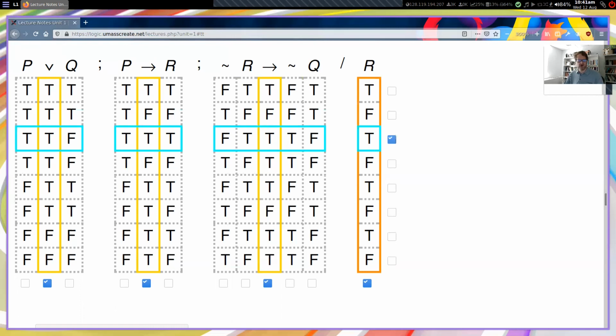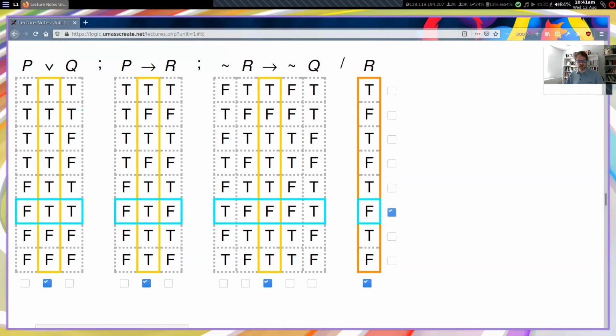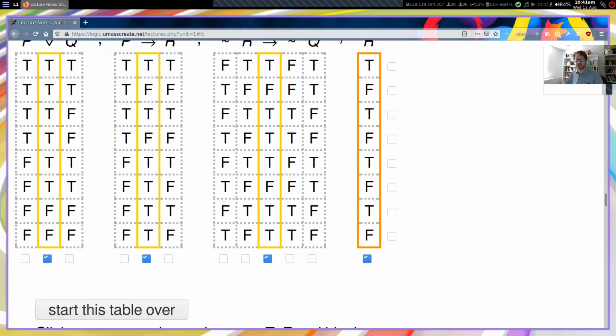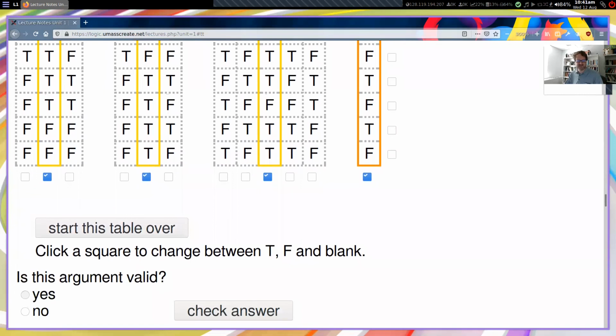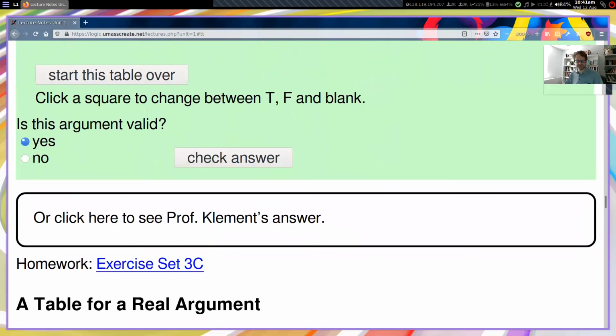Now let's look at the third row. Premises are true, but so is the conclusion. Look at the fourth row. Second premise is false, so that's okay. Look at the fifth row. All the premises are true, but so is the conclusion. Look at the sixth row. Third premise is false. Look at the seventh row. First premise is false. Look at the eighth row. First premise is false again. Now there's not a single row of this argument where all the premises are true and the conclusion is false. That makes it valid. So the argument is valid.